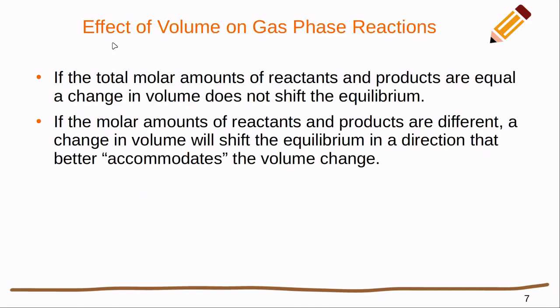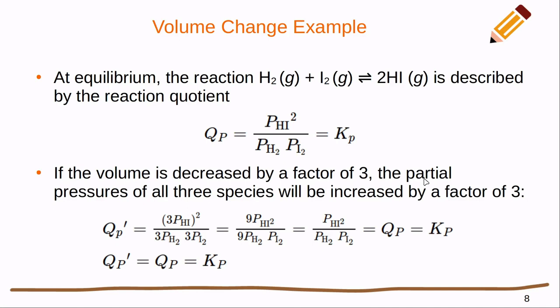Let's talk a little bit about the effect of changing the volume on a gas phase reaction. There are two scenarios here. If the total molar amounts of reactants and products are equal, a change in volume does not shift the equilibrium. If the molar amounts of reactants and products are different, a change in volume will shift the equilibrium in a direction that better accommodates the volume change. And I think this is best seen with some examples.